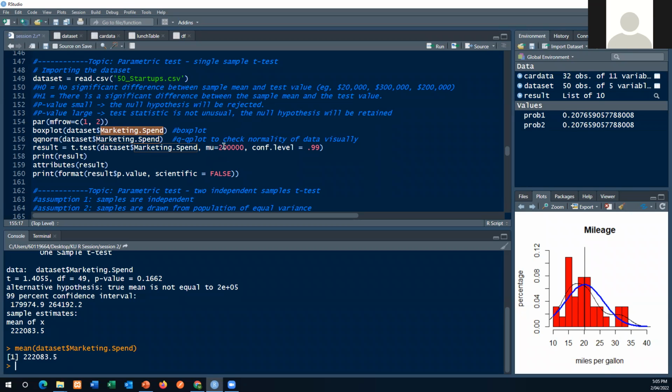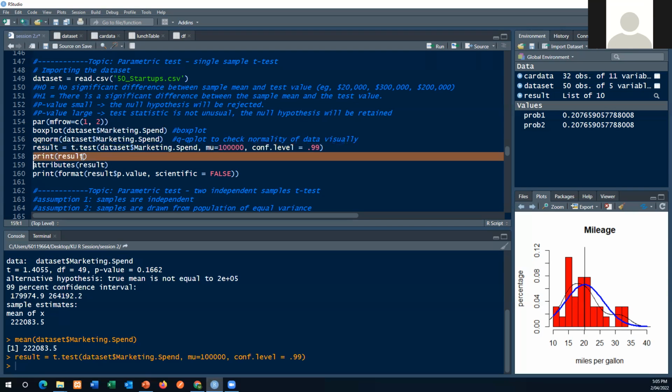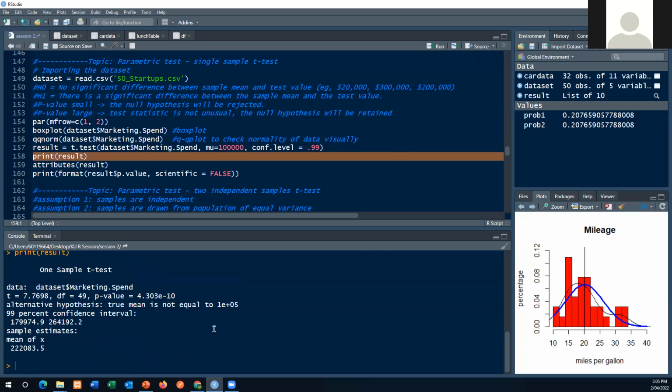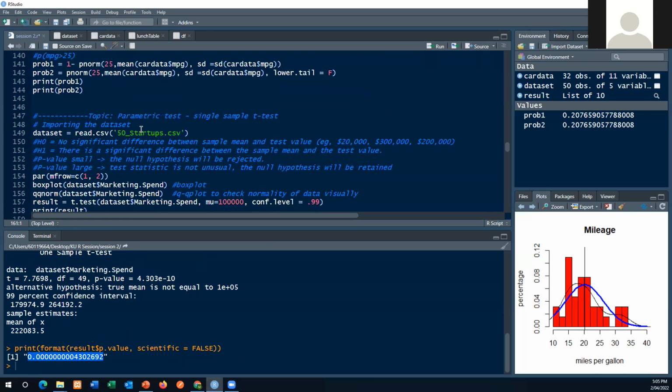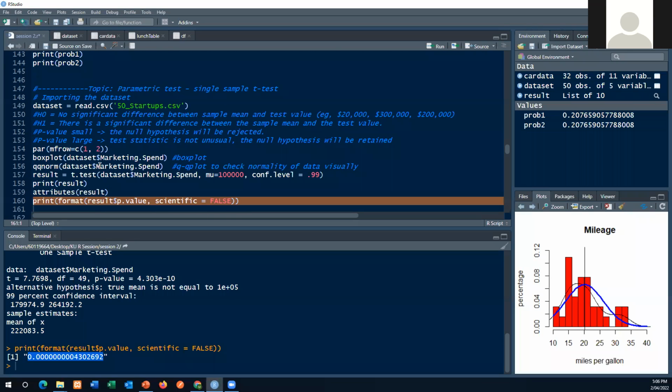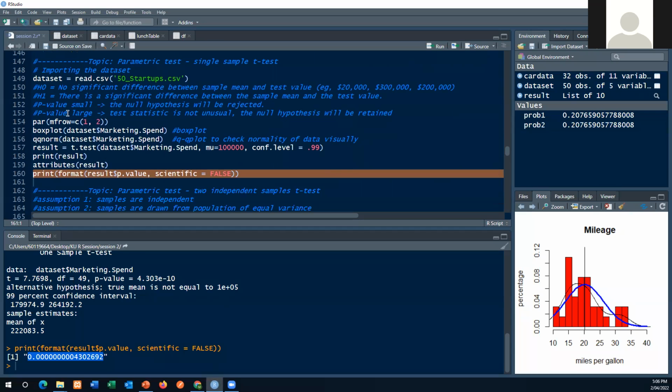But what if we change it to 100K and see if our statistics result changes or not? In this case, we are assuming that the average marketing expenditure for those companies is 100K, and does it fit the population? We get a result of 4 times 10 to the power of a negative number, which if you print it non-scientifically is 0.000000, very small. That means we are rejecting the null hypothesis, because our p-value is smaller.